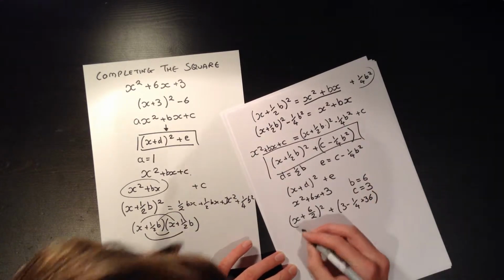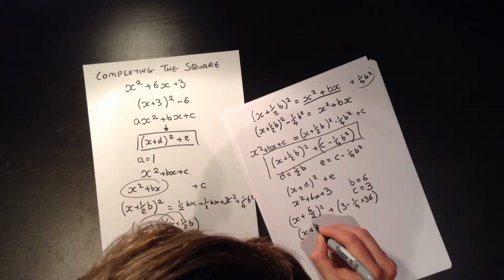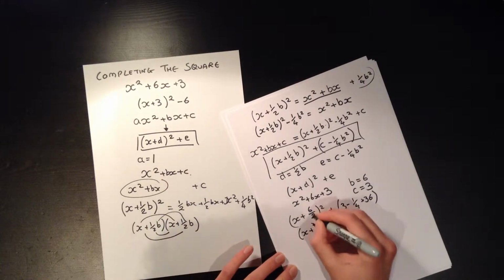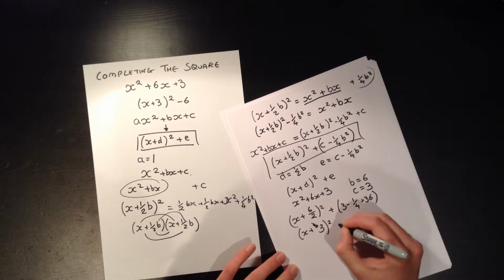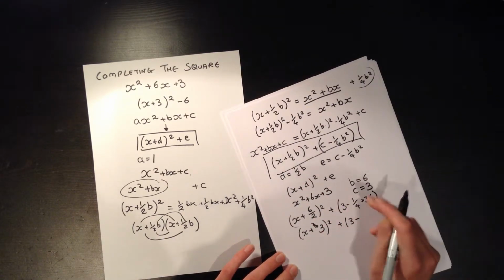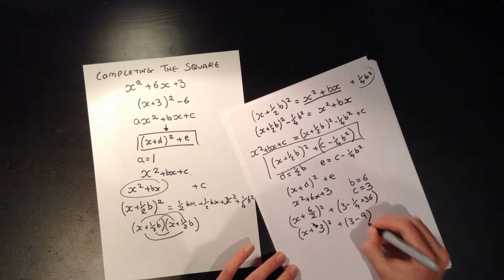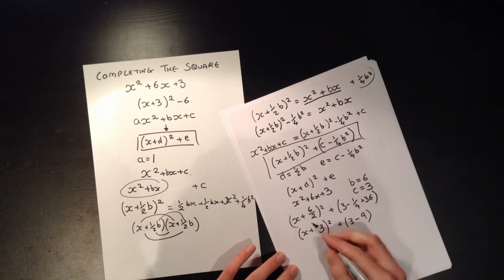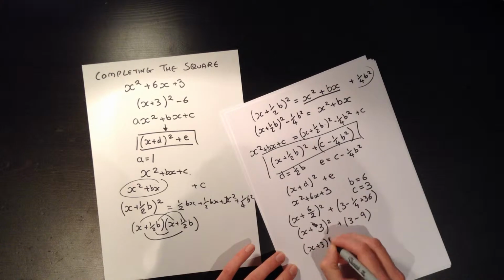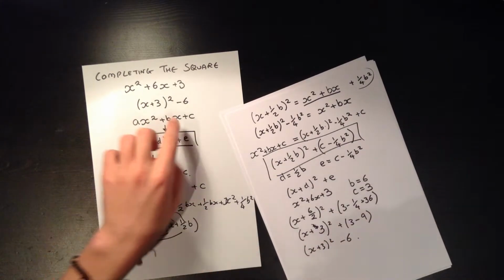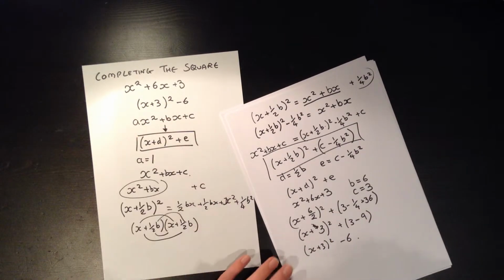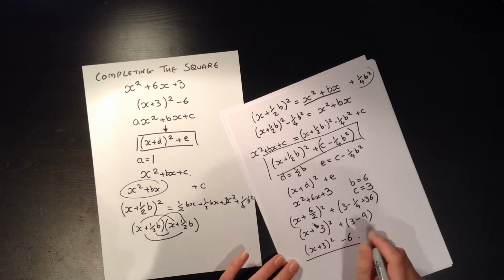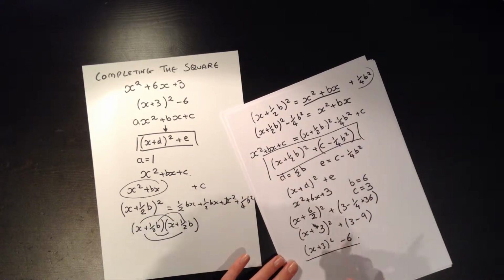6 squared. Let me write this again, sorry. 6 over 2 is 3, squared plus 3 minus 1/4 of 36, which is 9. This here is minus 6, 3 minus 9. So we can write that out as minus 6, which is what I got. So that's right. So that is using this formula, how to solve it.